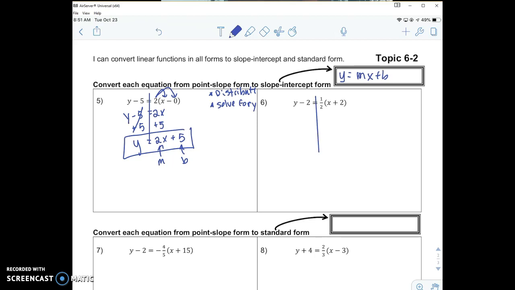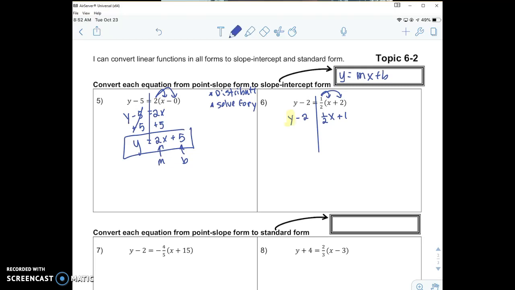On number 6, I have y minus 2 equals 1/2 times x plus 2. I'm doing this the same way. I'm going to distribute 1/2 to everything inside the parentheses. 1/2 times x gives me 1/2 x. 1/2 times 2 gives me positive 1, and I carry everything down on the left side.